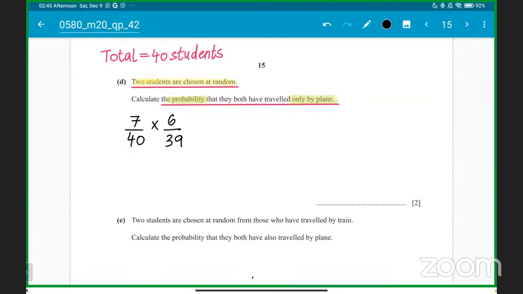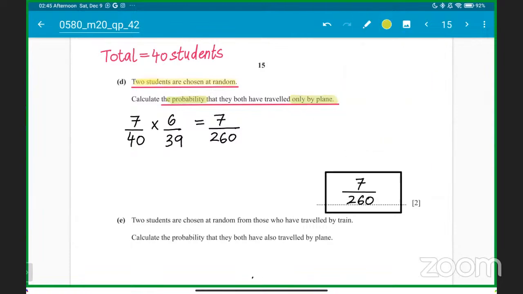Getting it? Because one student is already taken, you choose the second one from the remaining. Then you do the simplification for this. Make sure you simplify. So it comes to 7/260. That's the answer for 2 marks. Hope everyone got this. So 7/260 is the first answer.